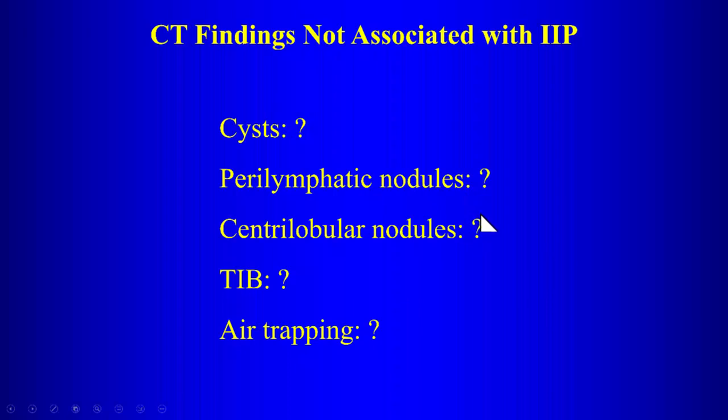What other disease might be associated with perilymphatic nodules? Yeah, lymphangitic carcinomatosis, right? Now, you might wonder, why isn't sarcoid an idiopathic interstitial pneumonia, right? It kind of fits, but it's not. It's not an idiopathic interstitial pneumonia. Centrilobular nodules. So especially if we have ground glass centrilobular nodules, what do we think about there? Well, centrilobular nodules you might see with LCH, that's true also. But if you have ground glass centrilobular nodules, especially associated with air trapping, you might think of subacute hypersensitivity. Yeah, subacute hypersensitivity pneumonitis.